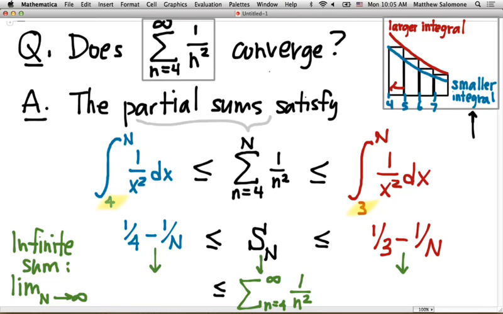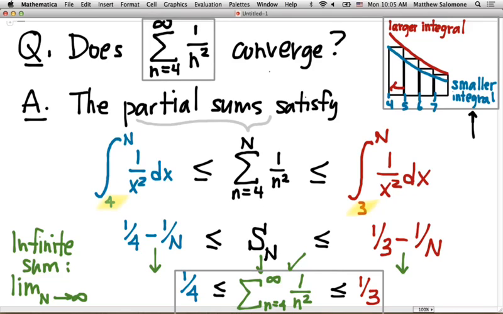What happens to 1/4 minus 1 over n as n goes to infinity? 1/4 minus 0, exactly. So the thing on the left is 1/4. Meanwhile, 1/3 minus 1 over n becomes 1/3. So this tells us something. If we look at this statement on the very bottom, first of all, what does it tell us about whether or not this infinite series converges? It converges, because its value is something between 1/4 and 1/3, so it doesn't blow up to infinity.